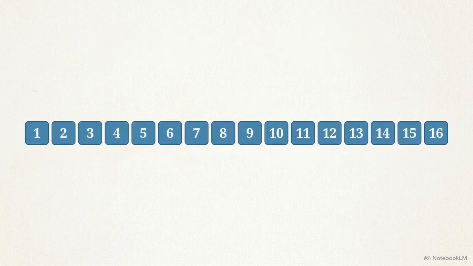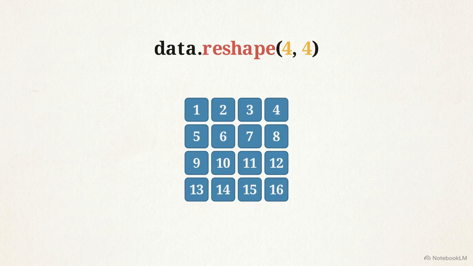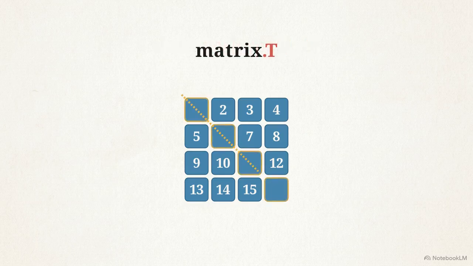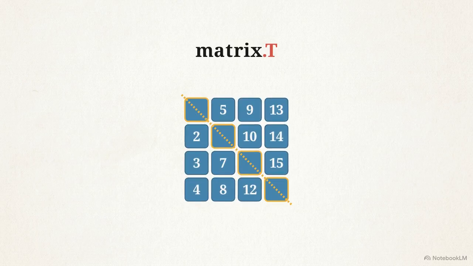To handle multiple dimensions, we can take a 16-element array and apply the .reshape 4x4 function. This instantly forces the data into a 2-dimensional matrix. Once the data is in a matrix, we can manipulate its structure. By calling .T, we transpose the data, swapping the rows and columns across the diagonal axis.